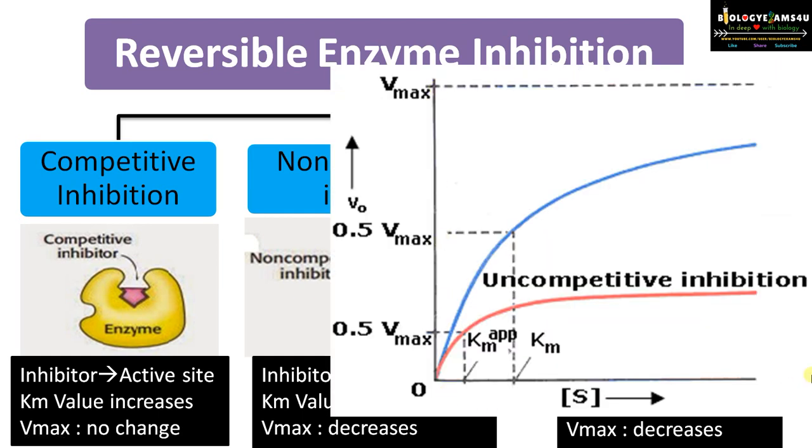This is a Michaelis-Menten plot. As you can see, in the case of uncompetitive inhibition, the Vmax has decreased considerably, whereas Km value has decreased, indicating increase in affinity of the enzyme for the substrate.